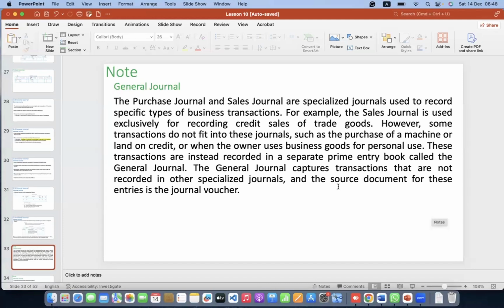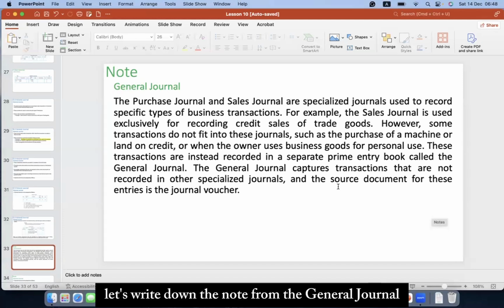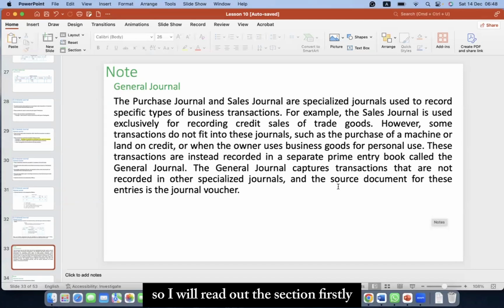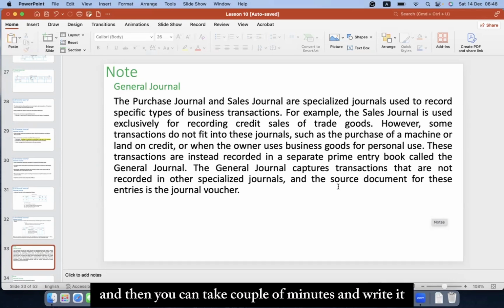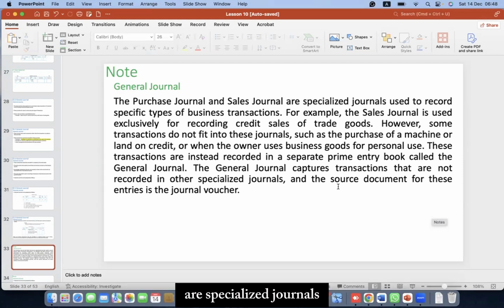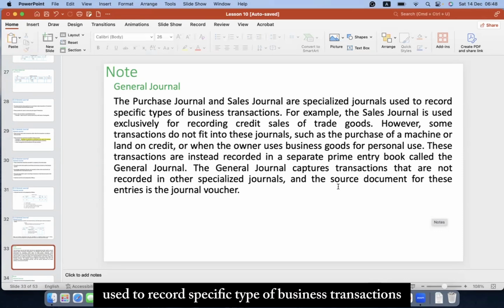Okay. Let's write down the note from the general journal. I will read out this section first, and then you can take a couple of minutes and write it. The purchase journal and sales journal are specialized journals used to record specific types of business transactions.